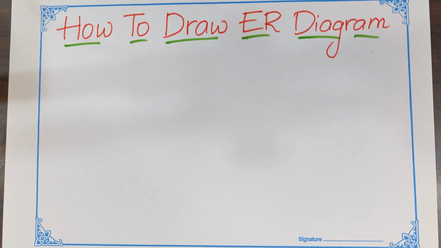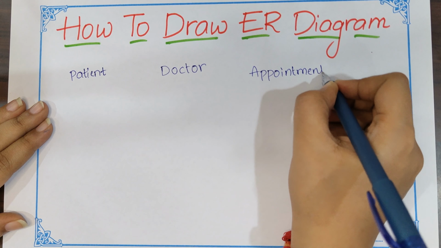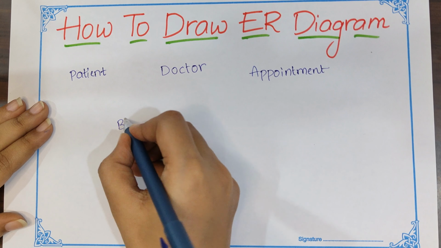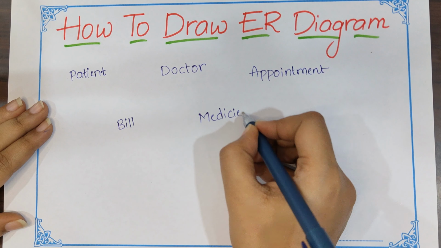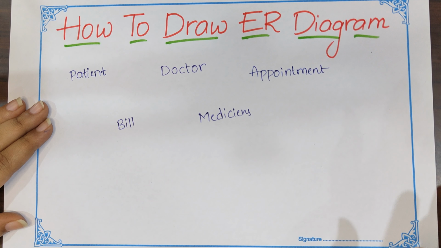If we remember this hospital, we do remember all these names like patient name or else patient details, next doctor, and we need to take an appointment to meet the doctor, right? So appointment, next we need to pay bill and medicines. All these things we generally remember if we are going to any hospital, right?